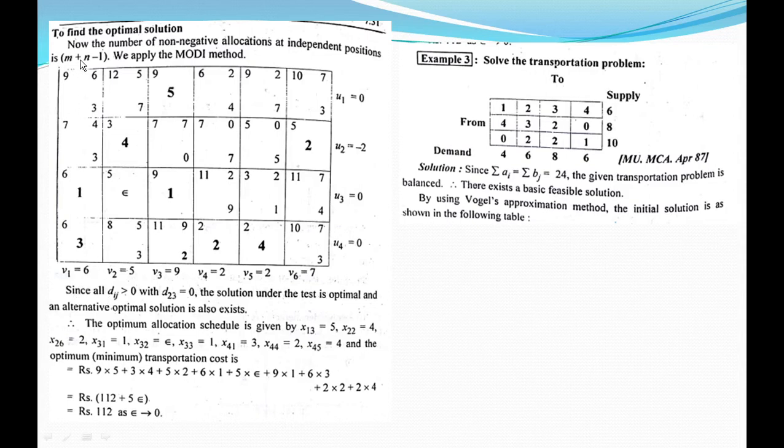Let me just tell how we can get the optimum allocations. The optimum allocations is what means this 0 minus 2 value.